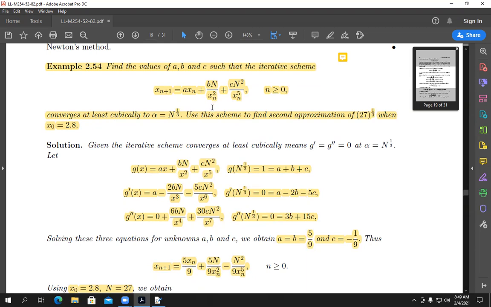And I told you Newton's method for a simple root is R equal to 2, and we say it converges very fast. Modified Newton's method for a multiple root is also R equal to 2, converging very fast. So if we take R equal to 3, your method will become even faster. As you increase the value of R, the method becomes faster and faster. Got my point, please?